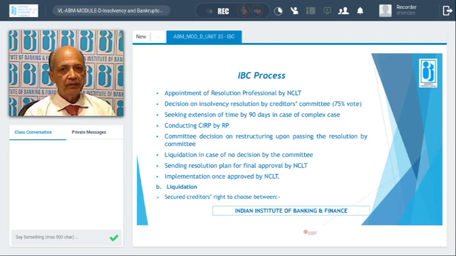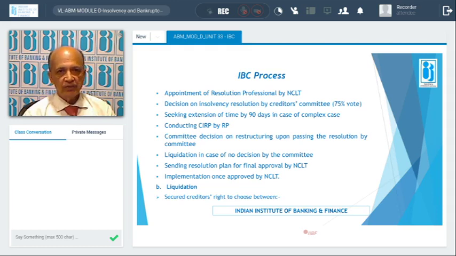Then conducting the resolution by the RP. The RP will do all the resolution process. Then the committee decides on the restructuring, upon passing a resolution. The resolution committee will take a resolution. The creditors committee will pass a resolution for any restructuring to be carried out.